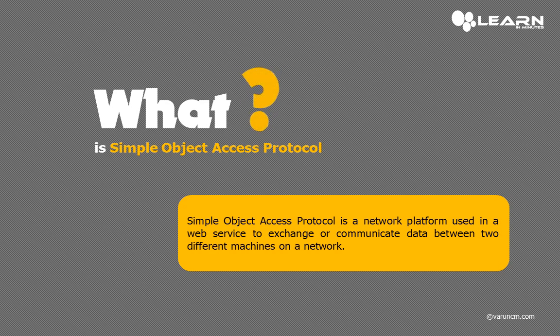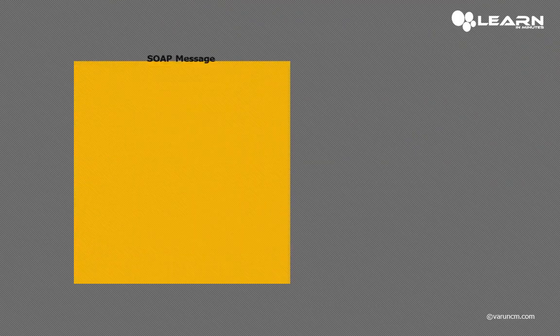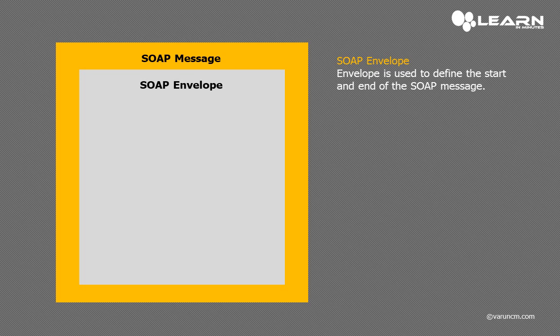So here the data will be exchanged as a SOAP message. So we can see what is the SOAP message and what is the structure of the SOAP message. The structure of the SOAP message contains, the first is the SOAP envelope, which is used to define the start and end of the SOAP message.